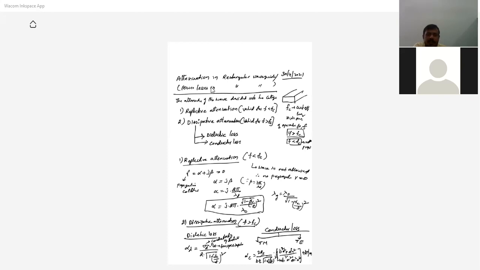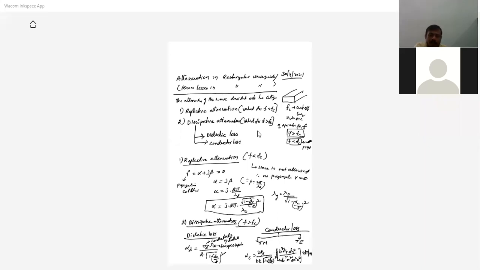So what is attenuation in the waveguide? We have two types of attenuation based on the relation with cutoff frequency: f less than fc and f greater than fc. One is before entering and the other after entering. Before entering, it is reflective attenuation, valid for f less than fc. If f is greater than fc, you have dissipative attenuation; here the wave is entering into the waveguide.